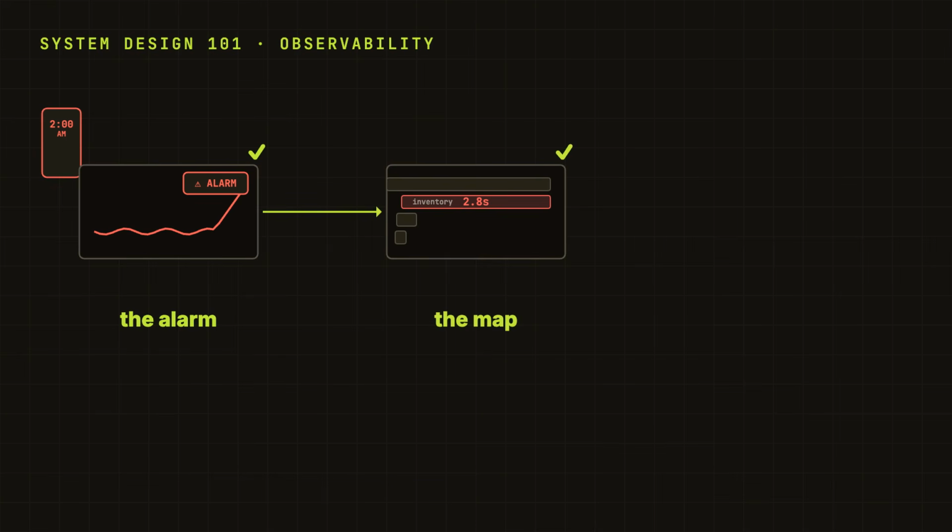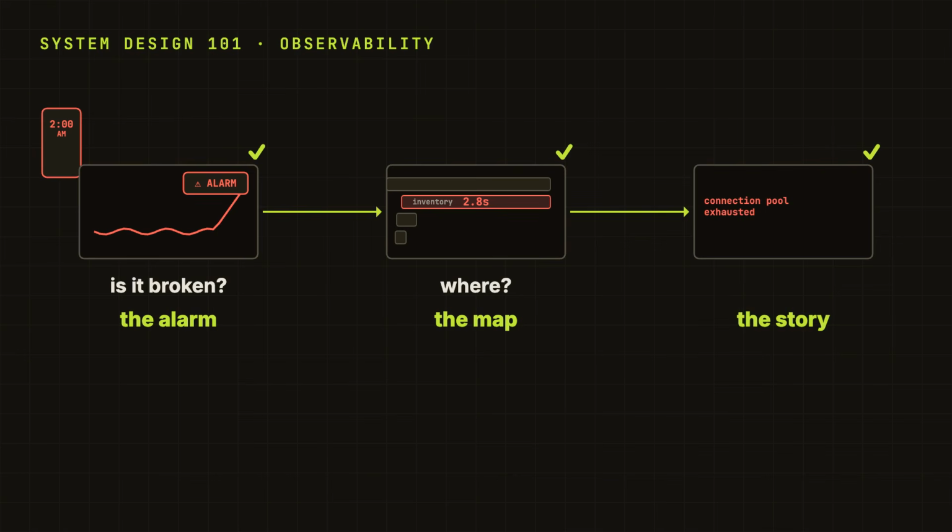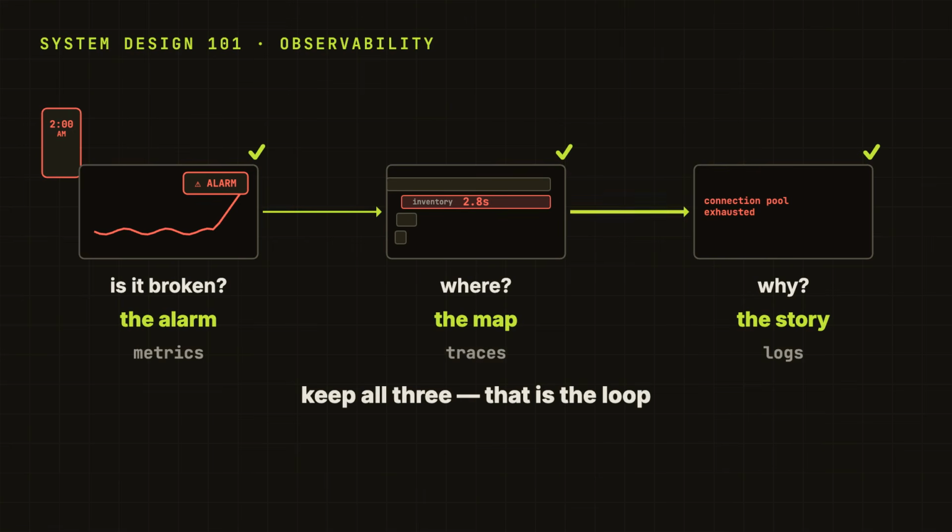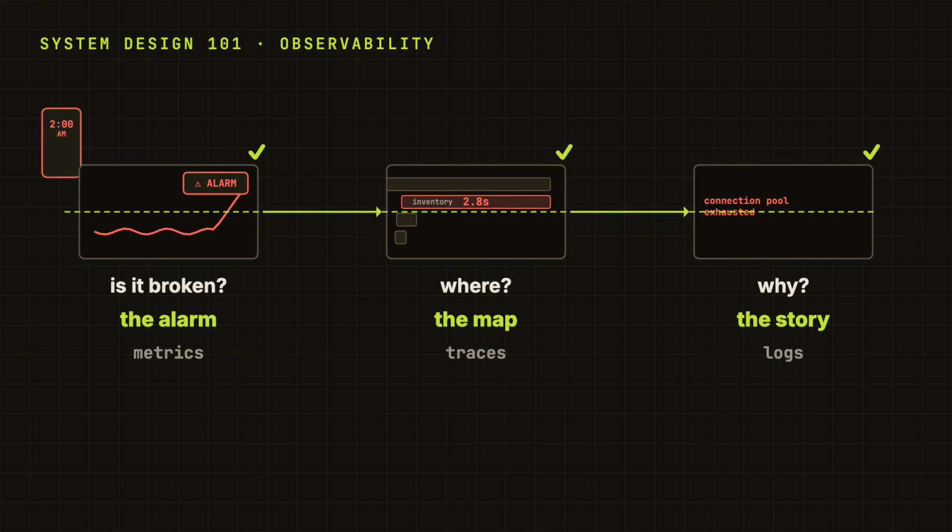That is the map. So you read the inventory logs for that one request: database connection pool exhausted. And now, finally, you know why. That is the story. Is it broken? Where? And why? Alarm, map, story. Metrics, traces, logs. That is the whole loop. And it is the reason you keep all three instead of picking a favorite. And the quiet thread running through the entire thing, tying it together: that one request ID.